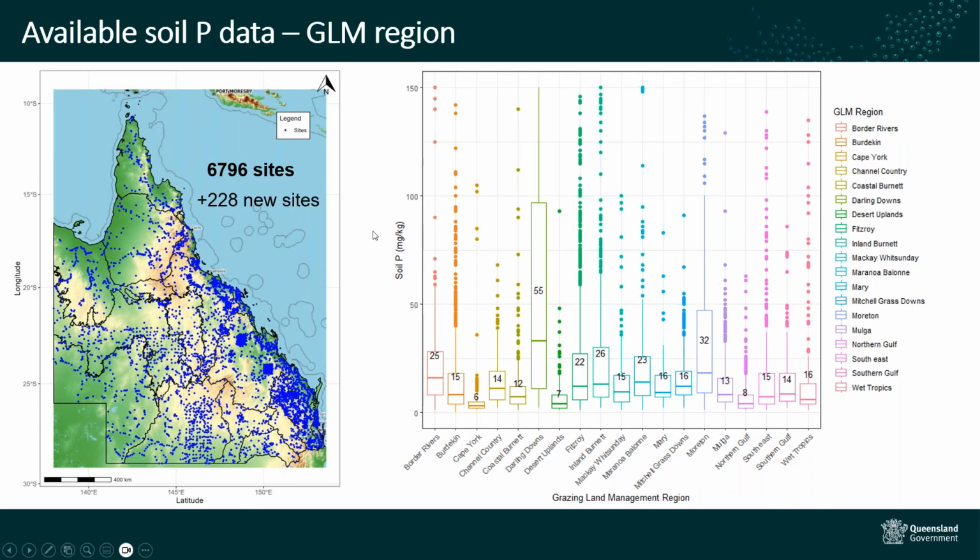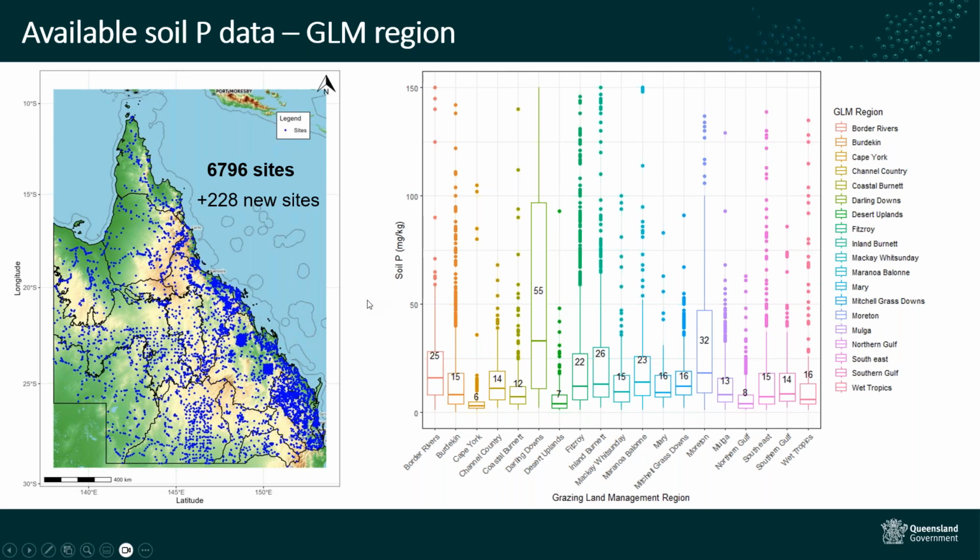So when we extracted all the data across Queensland, we had about 6,800 sites and about 230 new sites were collected as part of this project. I think about 150 or so were sampled, and I think about 70 odd were from looking at old reports and, I guess, lab records.